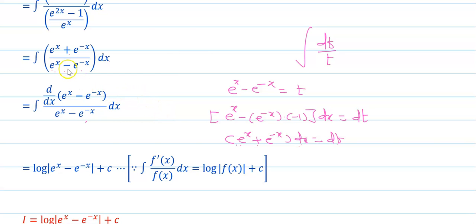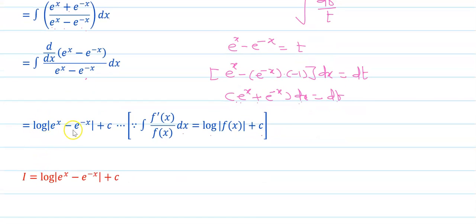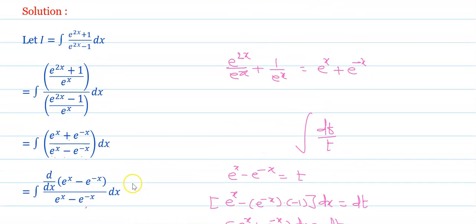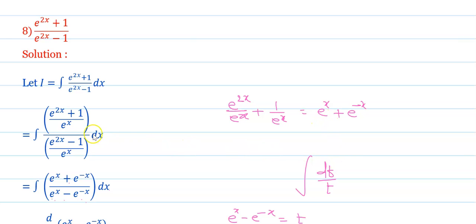You can also do it this way: you can write e raised to x plus e raised to minus x as d/dx of e raised to x minus e raised to minus x, and this is nothing but of the form f dash of x upon f of x into dx, which is log of mod of f of x plus c. Hence we have the answer log of e raised to x minus e raised to minus x plus c. You can substitute like this or take it in the d/dx form, either is fine. The main thing here is dividing numerator and denominator by e raised to x, which you must remember for the exam.